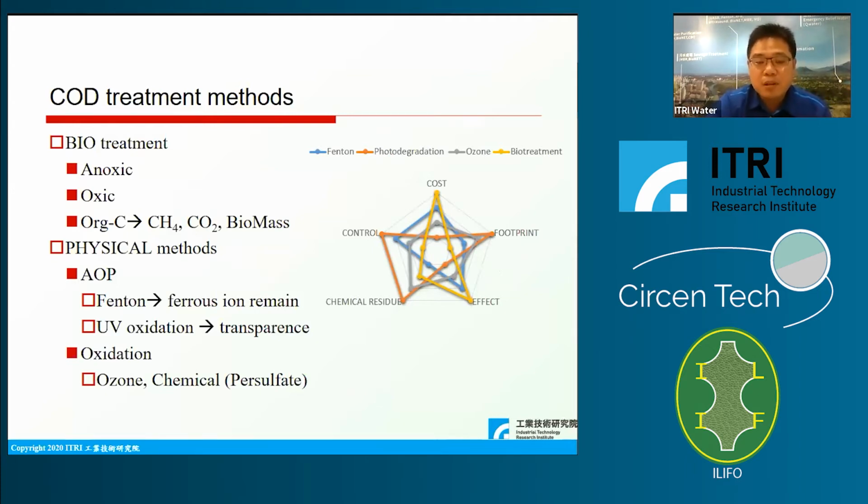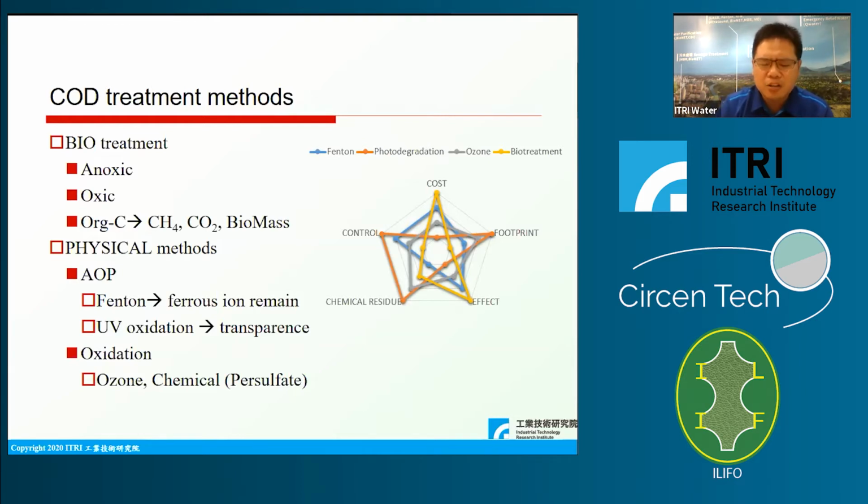Using biotreatment, we get many advantages, like a small footprint and lower cost. Using anoxic conditions, you can treat a load of 8 to 10 kilograms per ton per day. Using oxic conditions, you can maybe reach a 2 or 3 loading. The organic carbons will be transferred into methane, carbon dioxide, and biomass. For the physical method, we use AOP, just like Dr. Yen mentioned, which is the Fenton reaction.